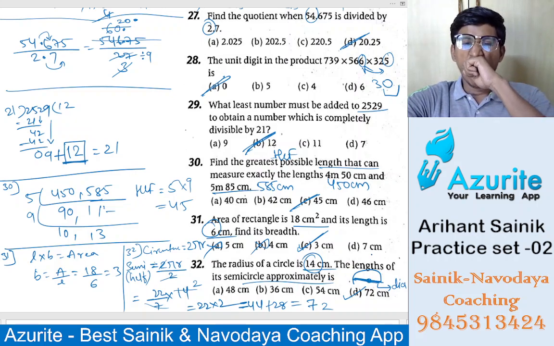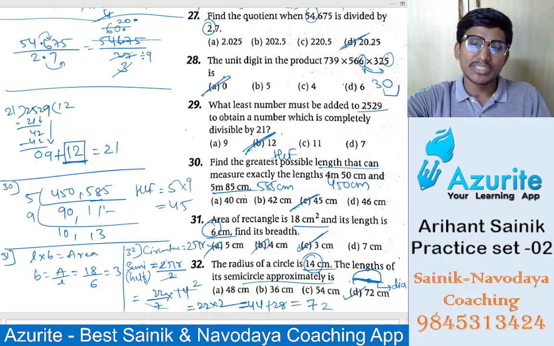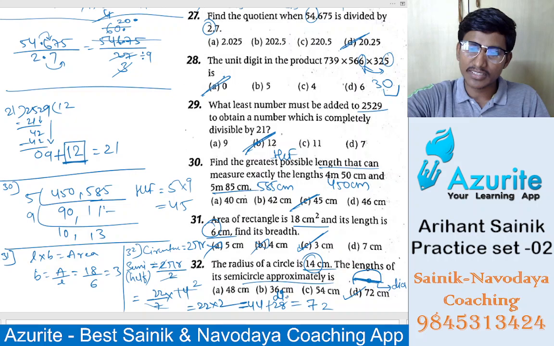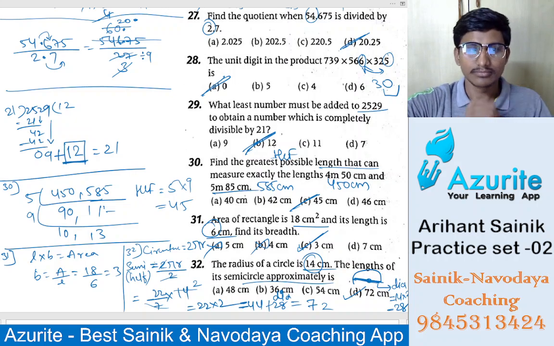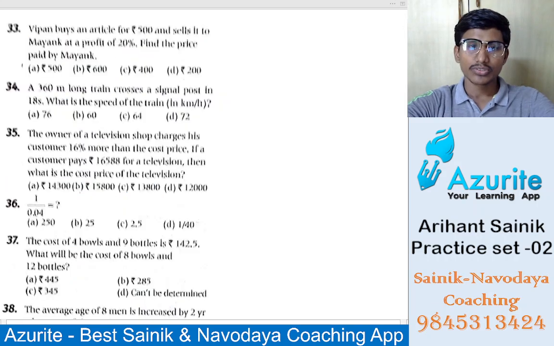Circumference is 2 pi r, but we have to add the diameter. This 28 is the diameter. Diameter is how much? 14 times 2 is 28. Okay now? Understand? Okay, good. So now let's go to the next question.